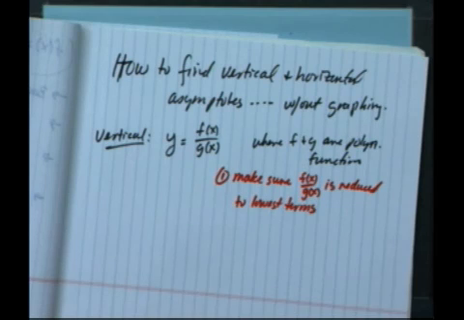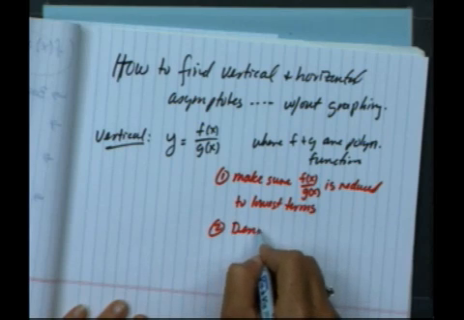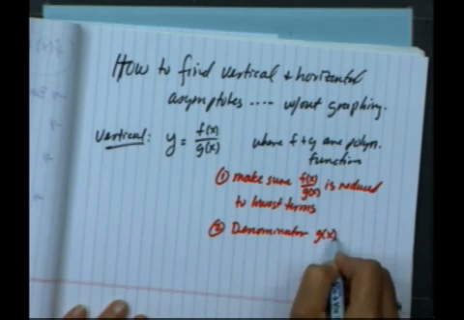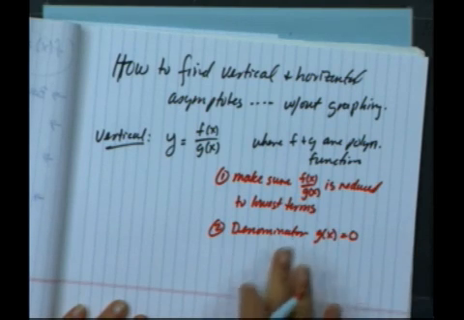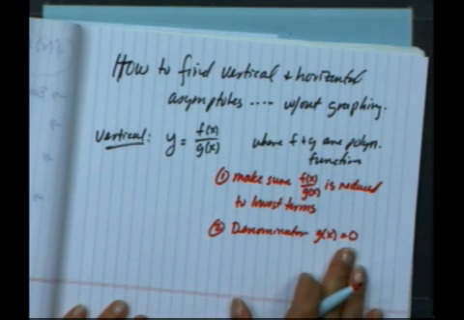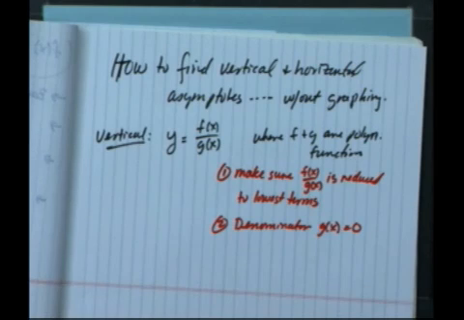Okay, so then the second thing is you look at the denominator, in our case g of x, and set it equal to 0. Because if this thing is reduced to lowest terms, wherever that denominator equals 0, that's where your vertical asymptotes are going to be. Okay? And we're going to take some examples in just a second.